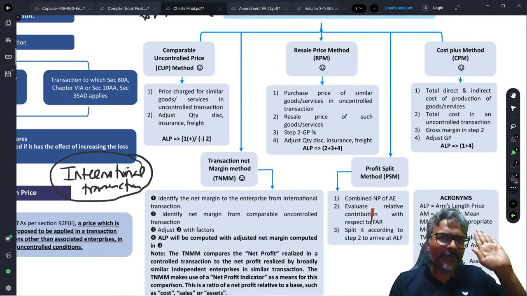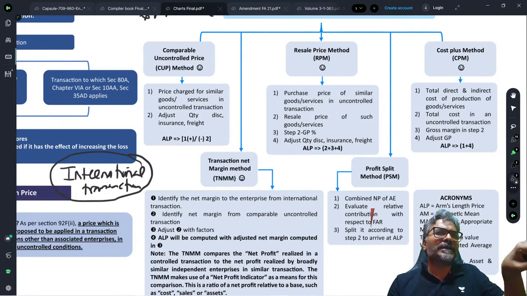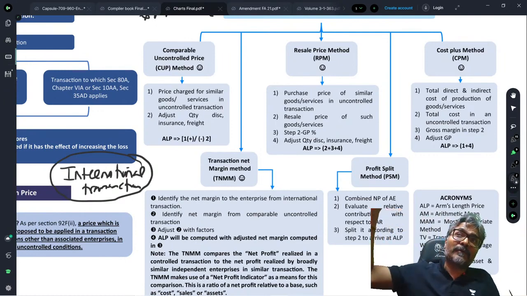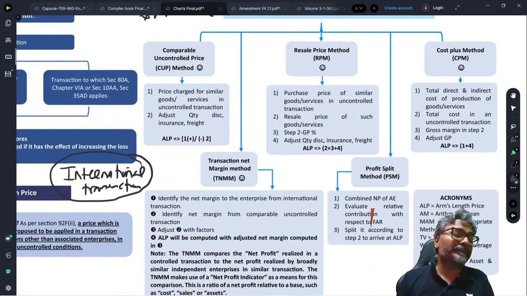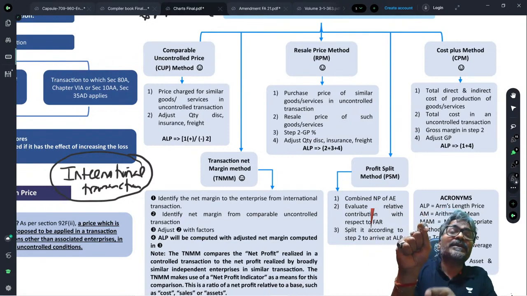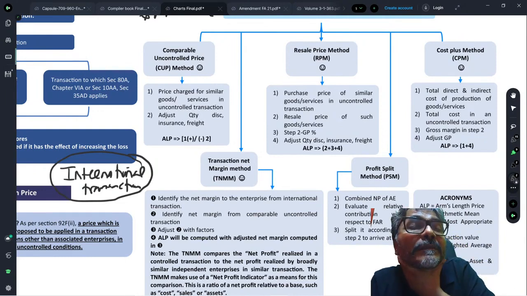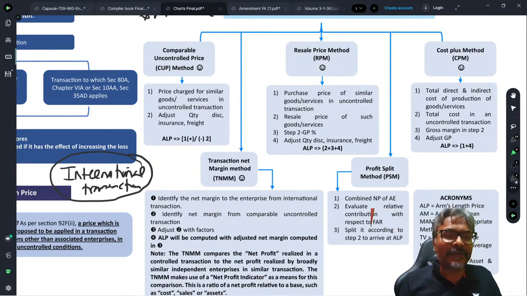Supposing, students, in the case of the international transaction, the price which has been charged is ex-warranty, whereas in the case of the comparable uncontrolled transaction, it is at cum-warranty price. So what do I need to do? I need to adjust the comparable uncontrolled price to bring it to the same factor as it is in the international transaction. So I need to bring the price of the comparable uncontrolled transaction to ex-warranty. And if I have to bring it to ex-warranty, I shall reduce the warranty charges.